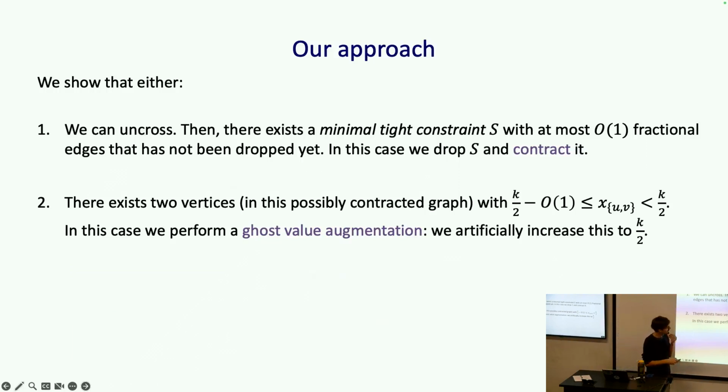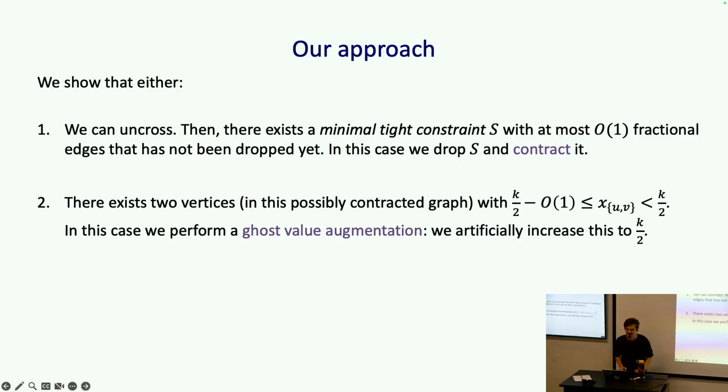And you notice I'm cheating here. Maybe this is k over 2 minus 10, and I'm in the KECSS problem here actually, so I can't just take edges more than once. Maybe there are not k over 2 edges between these two vertices. So that's why it's a ghost value augmentation, because the edges may not exist, but I'm going to do it anyway.